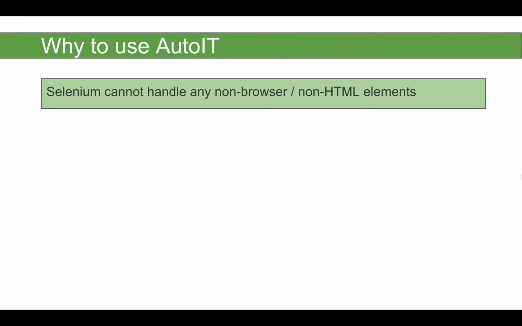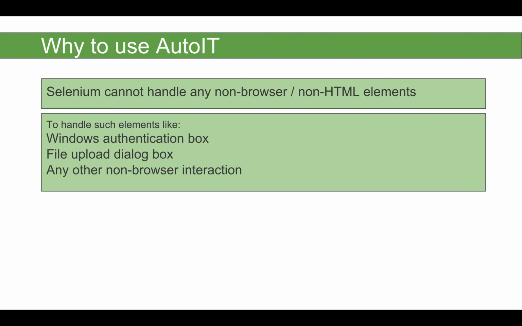And why do we need to use it? As I discussed, Selenium cannot handle anything which is outside the browser. So any non-browser or non-HTML elements we cannot handle with Selenium. So in your automation, in the real world, you will encounter situations where you have to do a file upload, or you have to interact with a Windows authentication box or any other non-browser interaction. In those situations, Selenium will not help and you will need to get help from an external tool, and AutoIT is one of them. So this is why we need AutoIT.